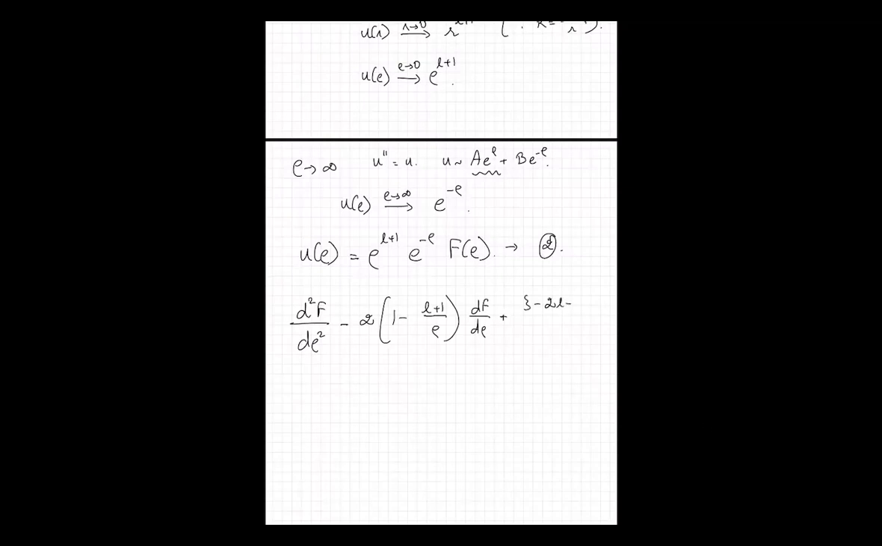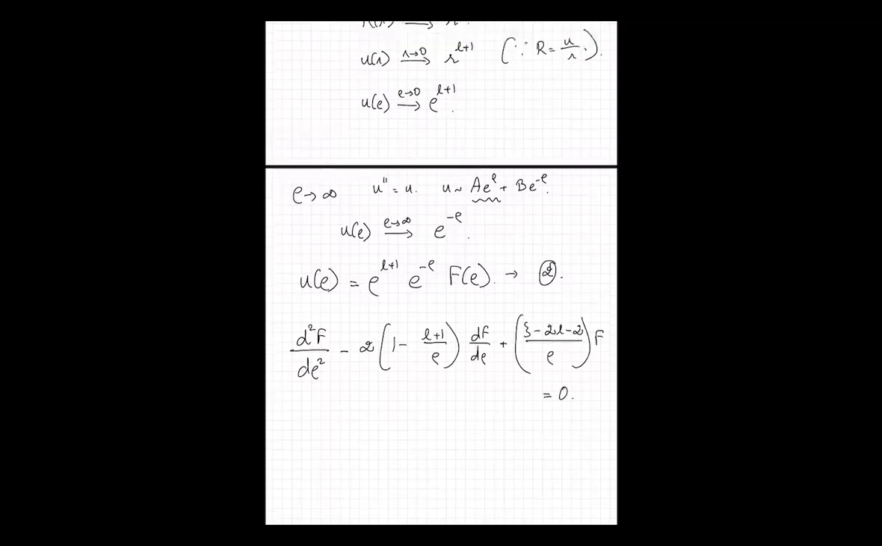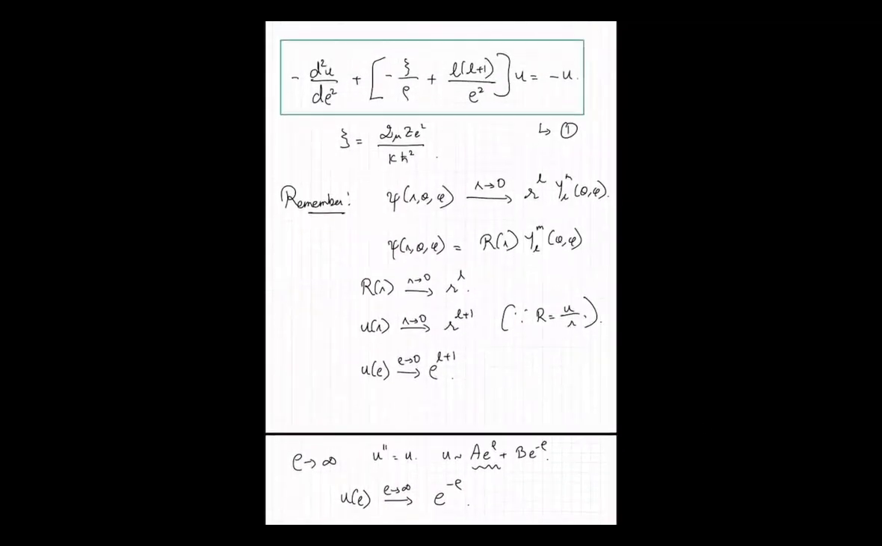Minus 2L minus 2 divided by rho times F equals 0. Again, remember, C is this guy.